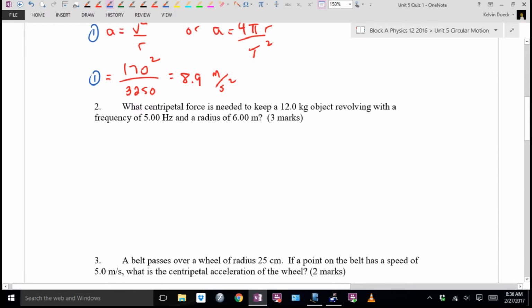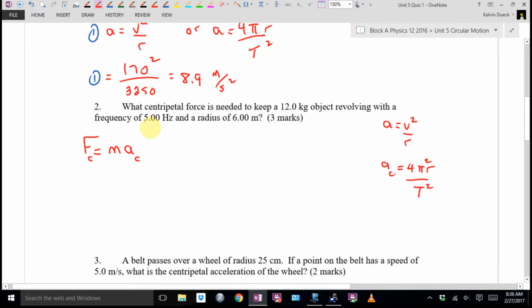What centripetal force is needed to keep a 12? Okay, so they want a force. Force equals mass times acceleration, but if it's centripetal force, it's going to be mass times centripetal acceleration. Which equation am I going to use for centripetal acceleration? Depends what they gave me.